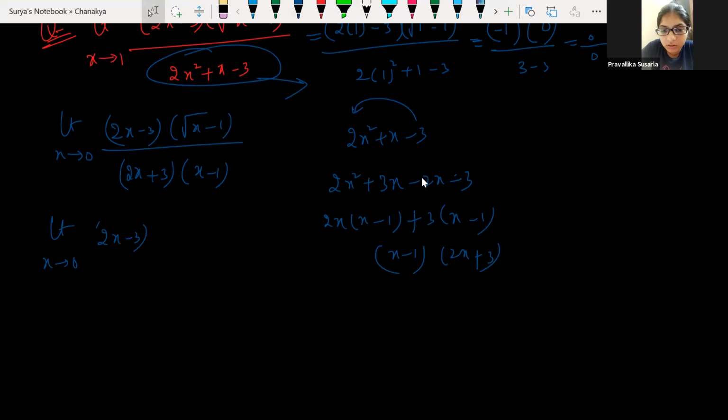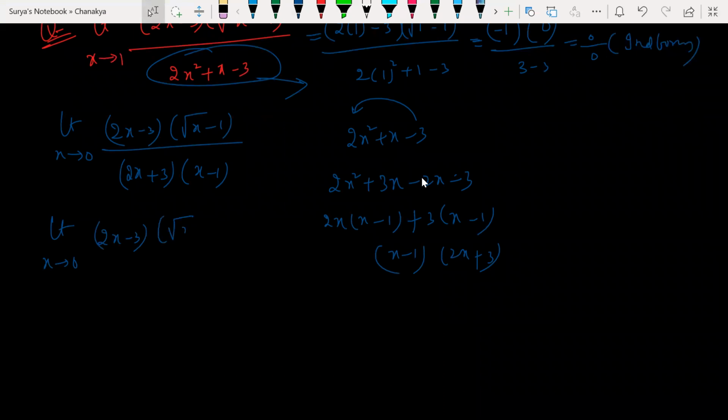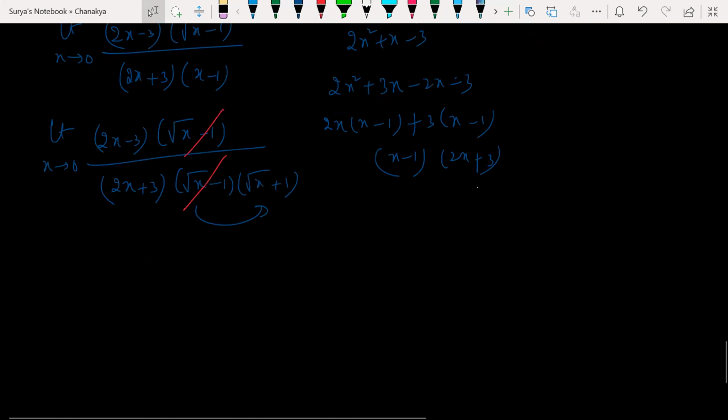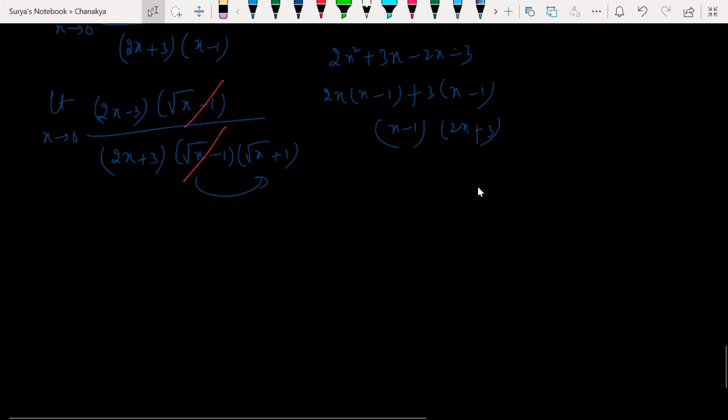2x minus 3 into square root of x minus 1, as it is, I'm writing. 2x plus 3 as it is, I'm writing. The denominator can be written as what? Root x minus 1 into root x plus 1. A square minus b square again gives me this one only. If I apply that identity, it again gives me the same. So this one will get cancelled now. After cancellation, what do I remain with?